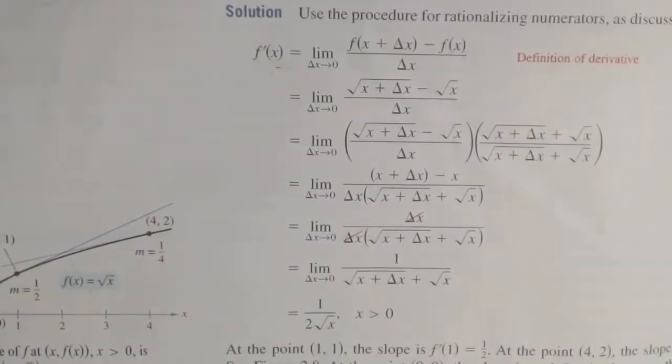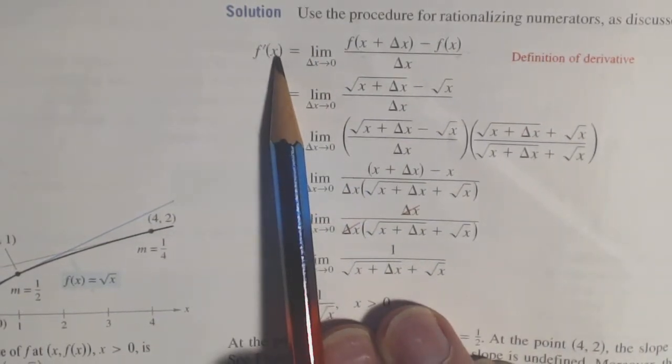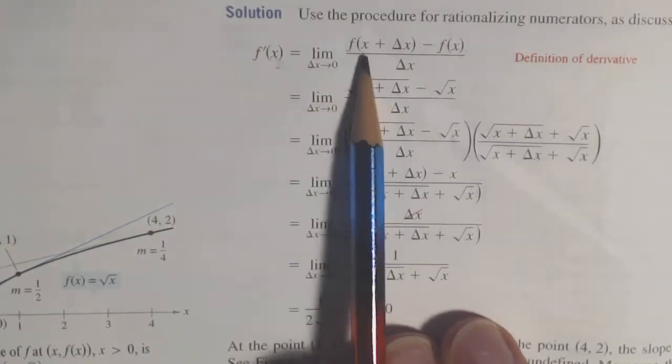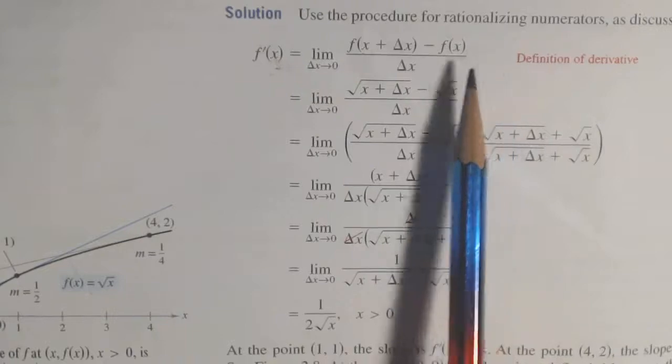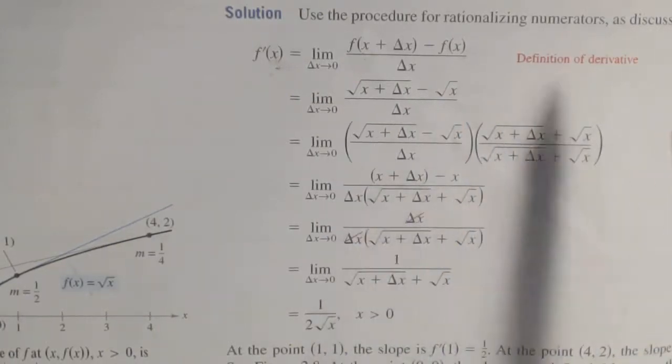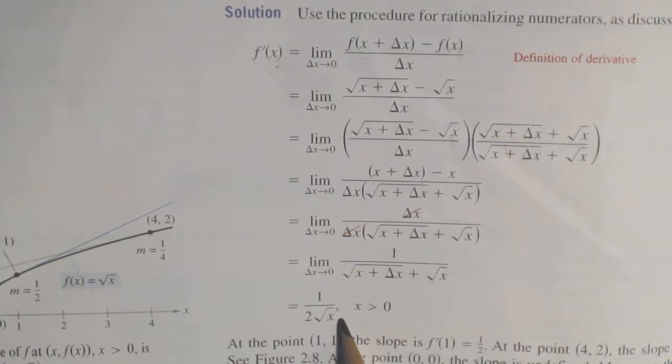Okay, so I just wanted to point out that if you were doing f prime of 5, for instance, instead of f prime of x, all that would happen is that every x that you see, except for the one next to the delta symbol, is going to change into a 5. And you're going to end up with 1 over 2 root 5 for your answer.